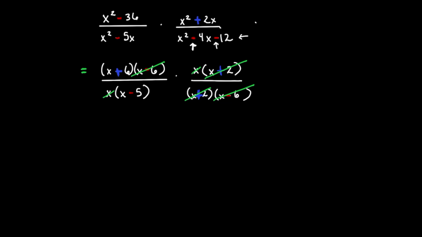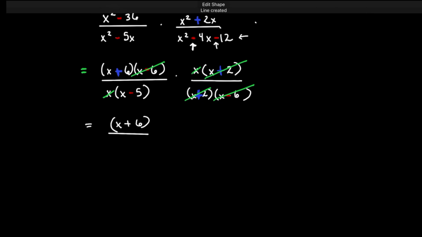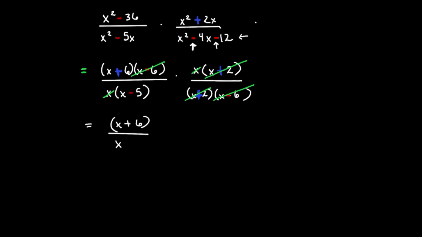Once we've factored everything, we can actually just start crossing everything out. If we see it on the top and we see it on the bottom, we can cross it out because that would be 1. If you divide a number by itself, it will be 1. So it's the same thing for these expressions. So all we're left with is x plus 6 over x minus 5.